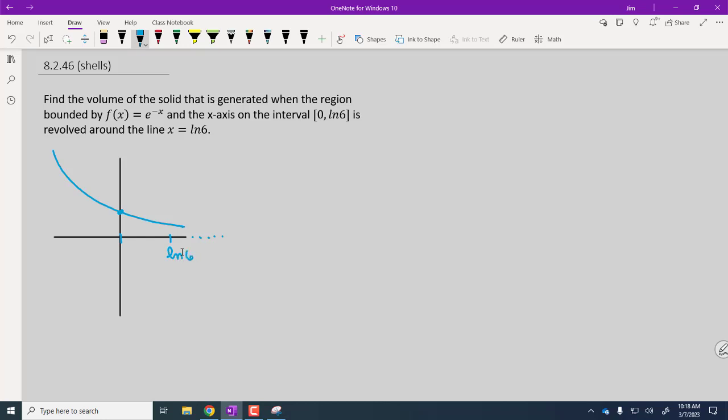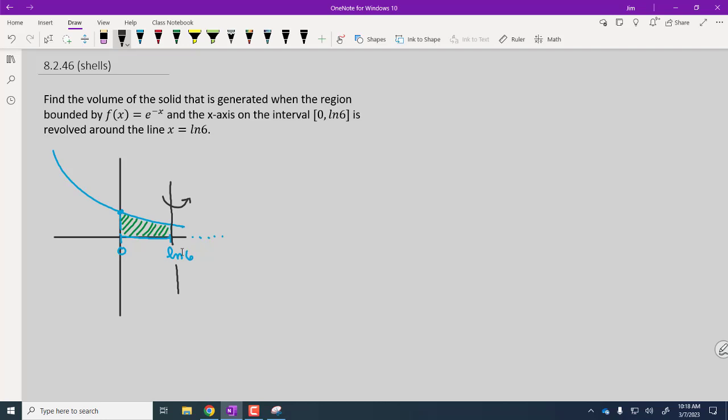And they tell us that the region is bounded by that, the x-axis, on the interval. So that interval is giving us kind of the lateral bounds. They say it's on the interval 0 to natural log of 6. So that gives us the sides. So this whole region here, there's our region. And we're going to rotate around x equals natural log of 6. So here is our axis of revolution right there. So we're going to rotate around that.